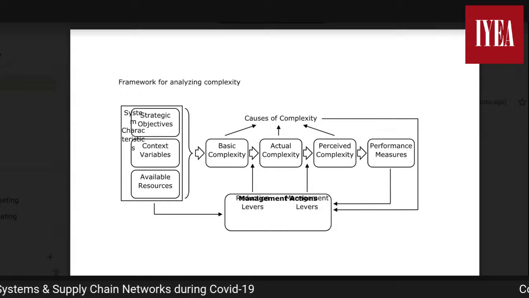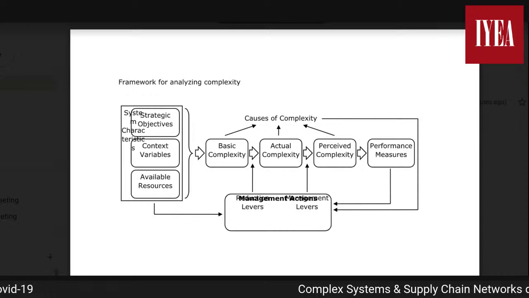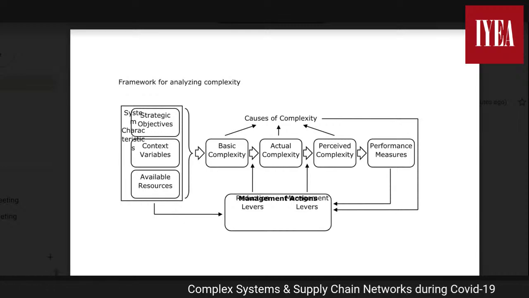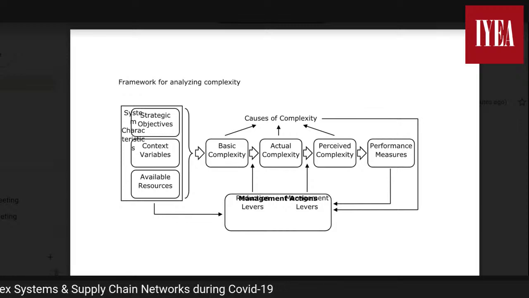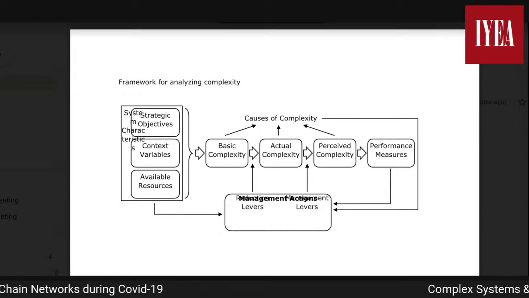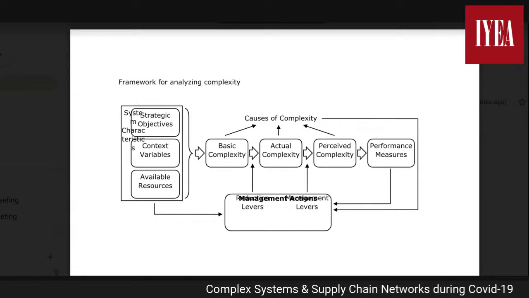So, as I said before, the strategic objectives, the different variables, the resources available to the organization, the processes, all of that leads to basic complexity, which is reduced to the actual complexity and the perceived complexity, and further measures need to be taken by managers to reduce that.